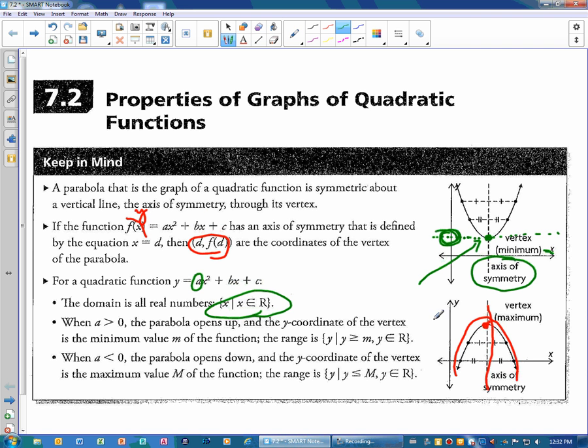And this is just saying if it opens downwards, then this is the absolute maximum it could be. So the vertex will be an ordered pair, x, y. The x part comes from here, the y part comes from there.